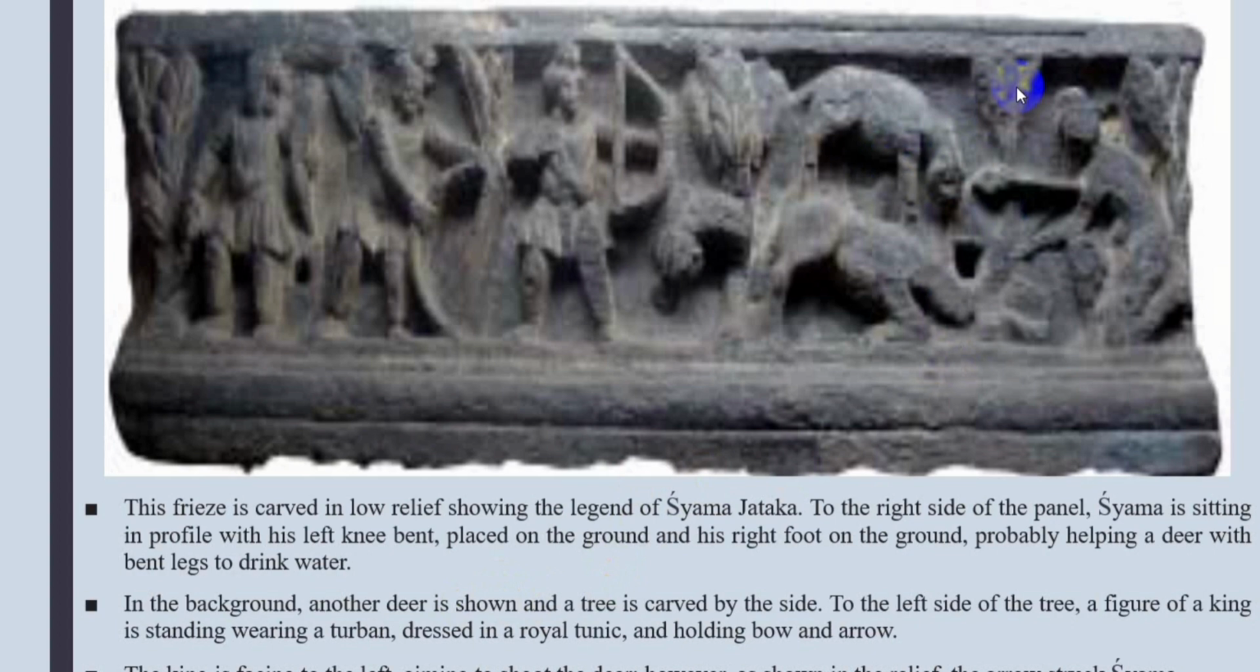To the left side of the tree is the figure of a king. Here is the tree, and this is the figure of the king, who is standing wearing a turban and dressed in a royal tunic, holding a bow and arrow towards the deer. The king is facing to the left and aiming to shoot the deer. However, as shown in the relief, the arrow struck Shiyama instead of the deer.